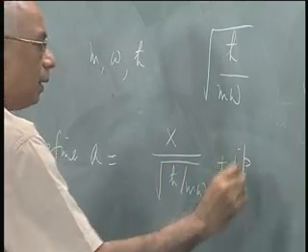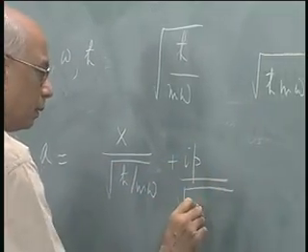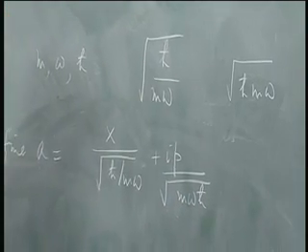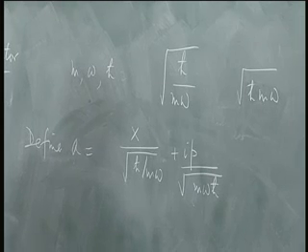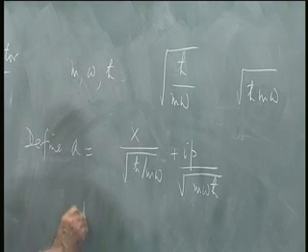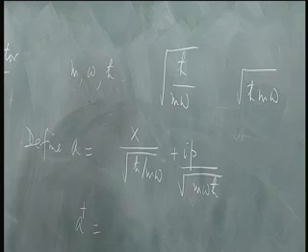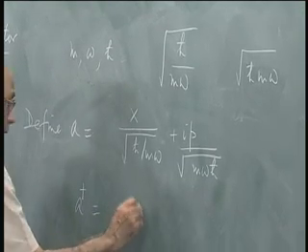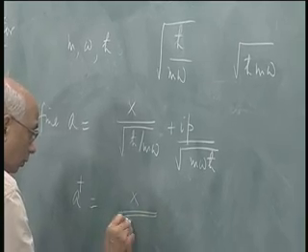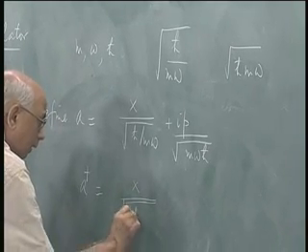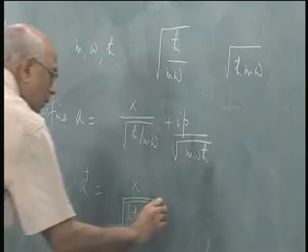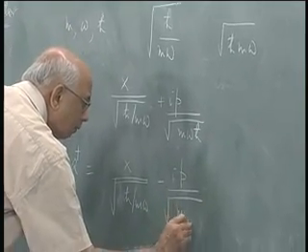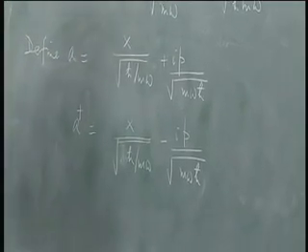Plus iP divided by ħ cross. And A dagger, this is not Hermitian. These are Hermitian, but this operator is not Hermitian because I have got an i sitting there, and that operator is x over square root of ħ over mω minus iP over square root of ħ. Okay.